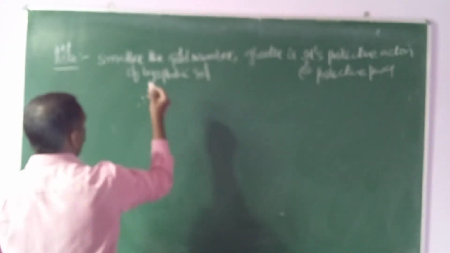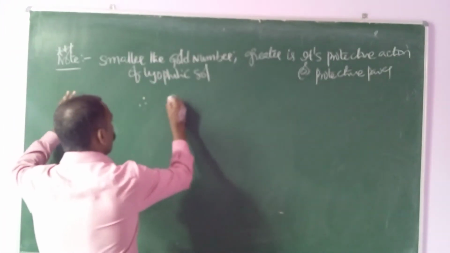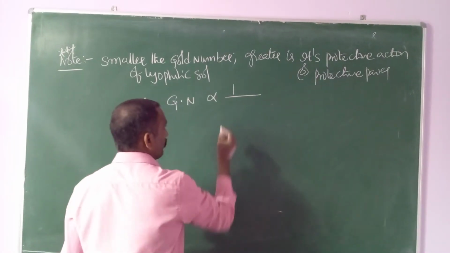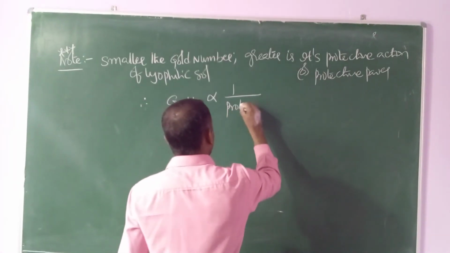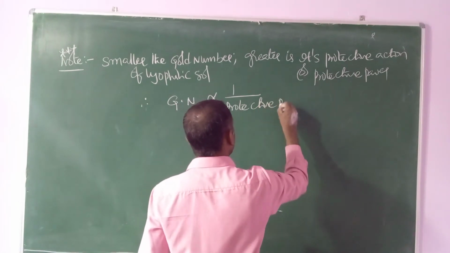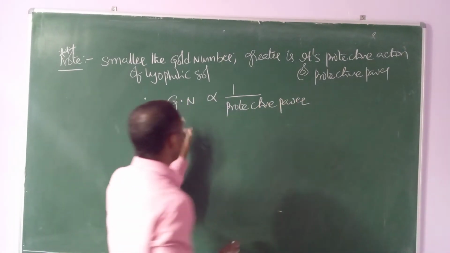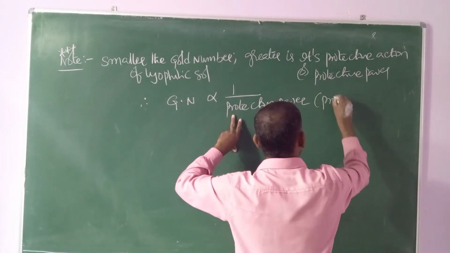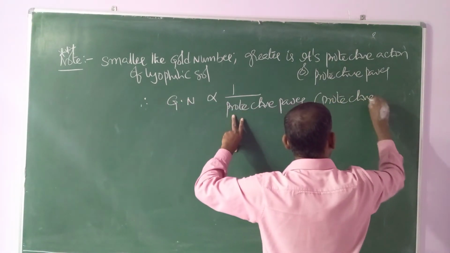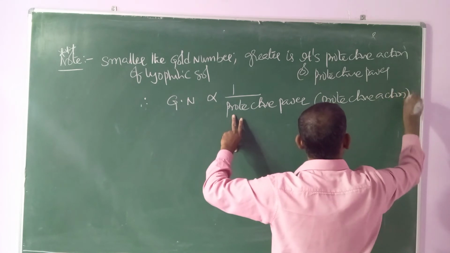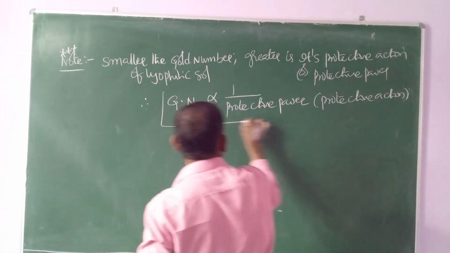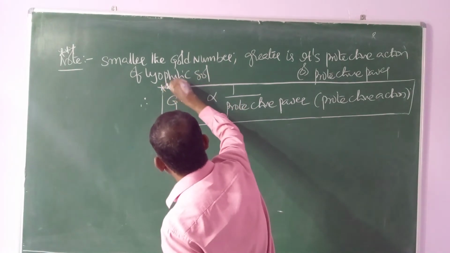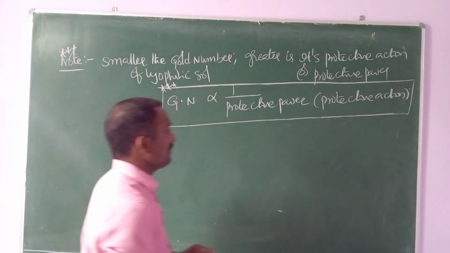Therefore, this theory-based relation is very important. How are gold number and protective power related? Inversely. Gold number is inversely proportional to protective power, which is nothing but protective action. Both are the same. Gold number and protective power are inversely related.